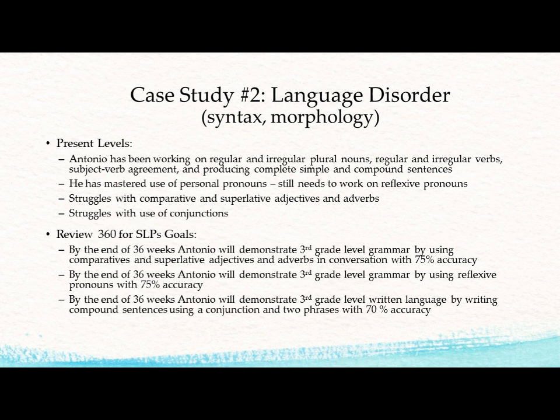He struggles with comparative and superlative adjectives and adverbs, and struggles with the use of conjunctions. So notice that the present level statement talks a little bit about what Antonio can do and also what he struggles with. And it's the things that he struggles with at grade level or at lower grade levels that become the core for writing the SMART goals and objectives for the students.